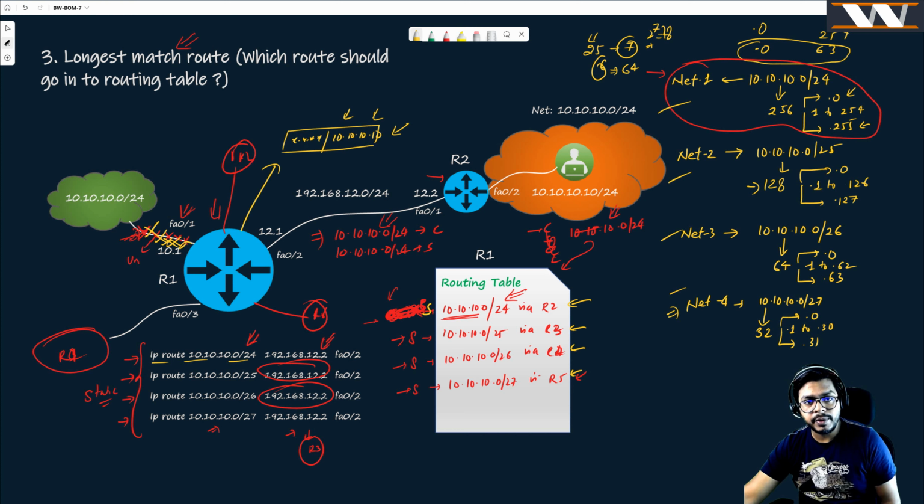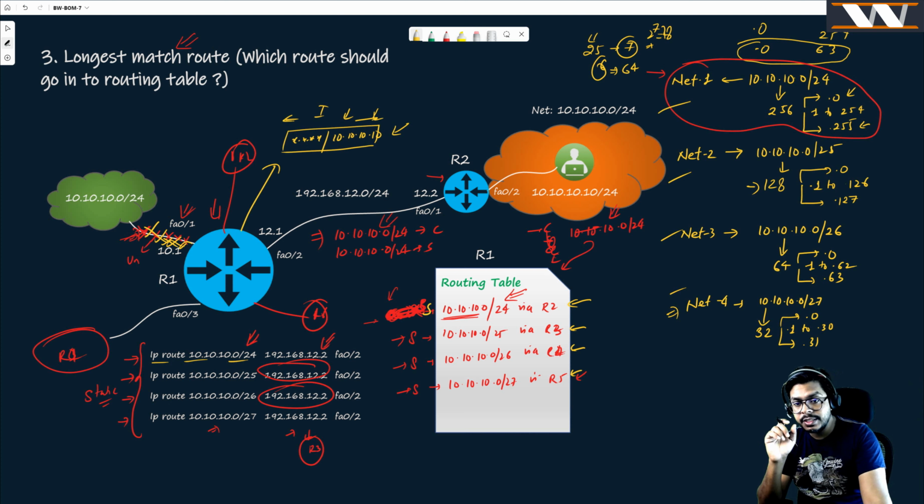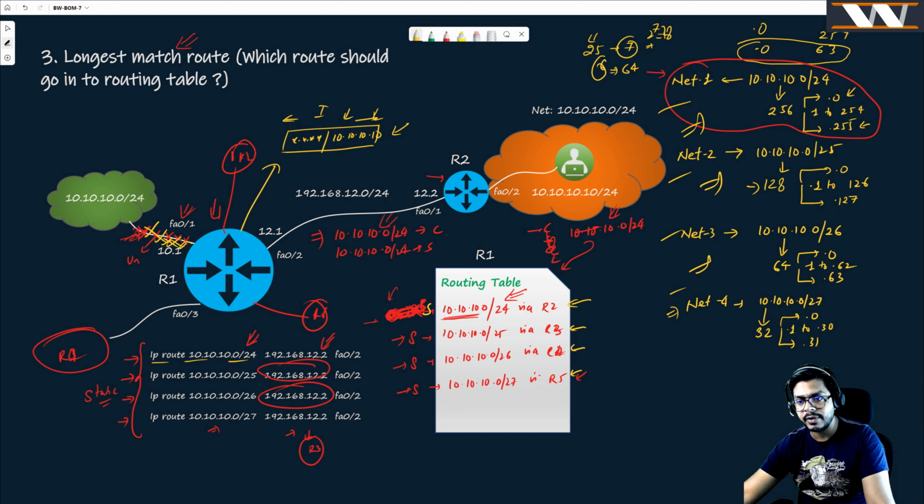So the destination IP of this IP packet is going to be matched by every network or every route, every static route in this routing table. The question should be which route is going to be matched against this IP address, because this host is in the first network also, absolutely, in the second network also, in the third network also, and in the fourth network also, which is going to be selected.